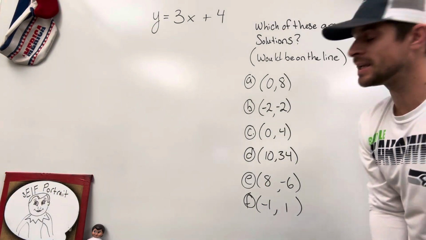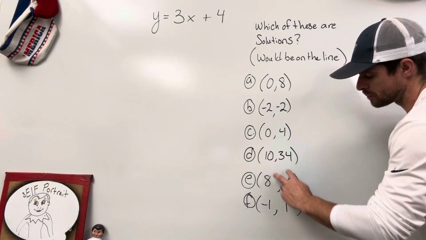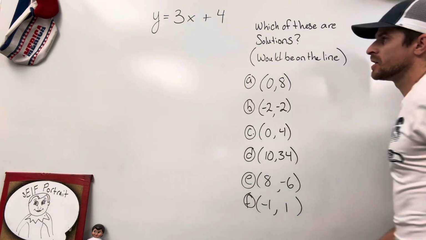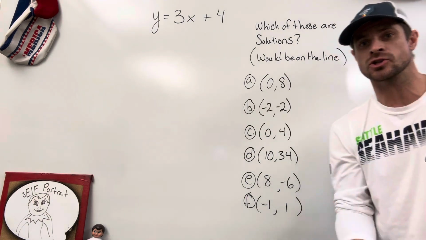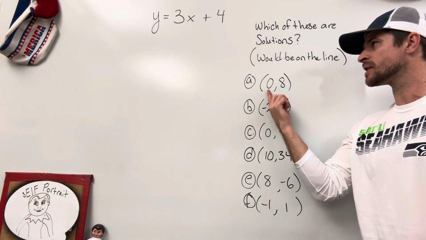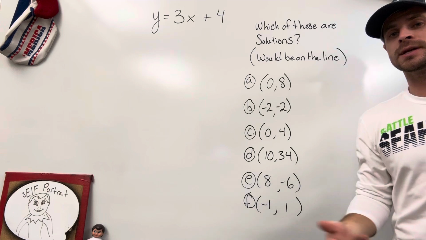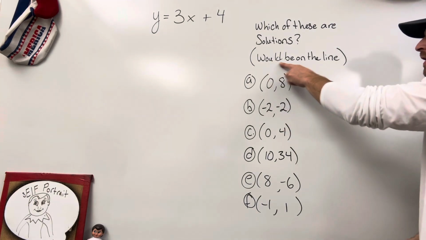All right, in this problem, we are given a bunch of ordered pairs, and we're being asked to figure out which one of these are solutions to the given equation. So basically what we're doing is we're just using algebra here. We're going to be plugging x values in for x, y values in for y, and we're determining whether or not this point would fall on that line.